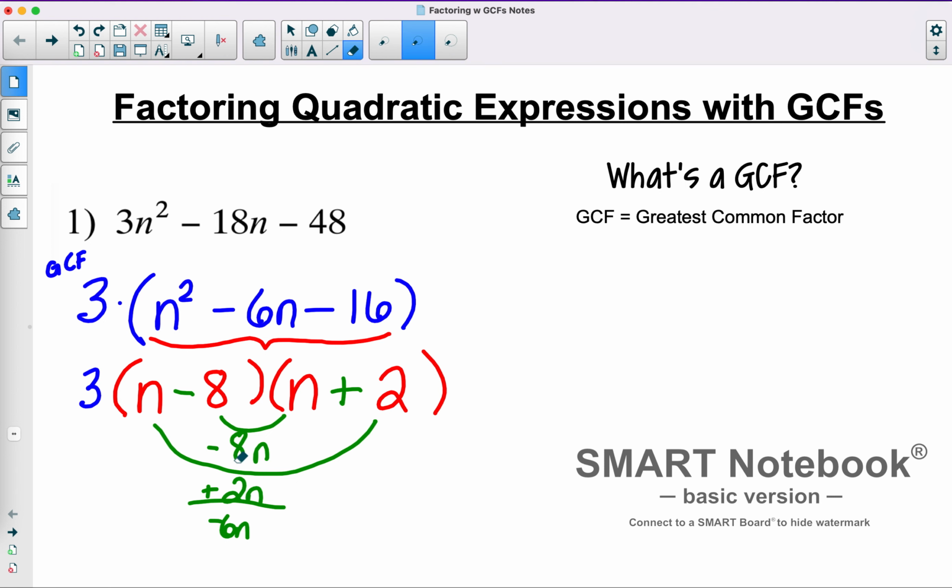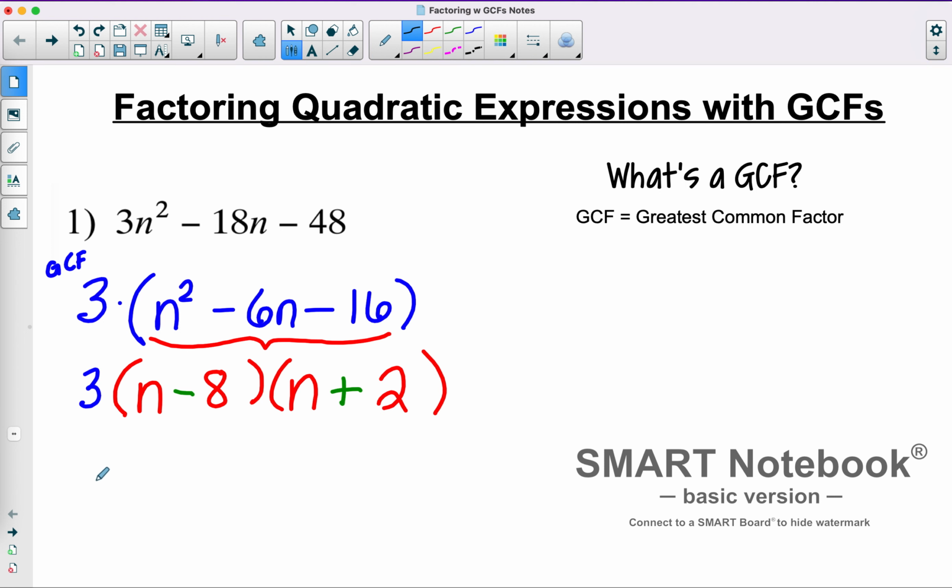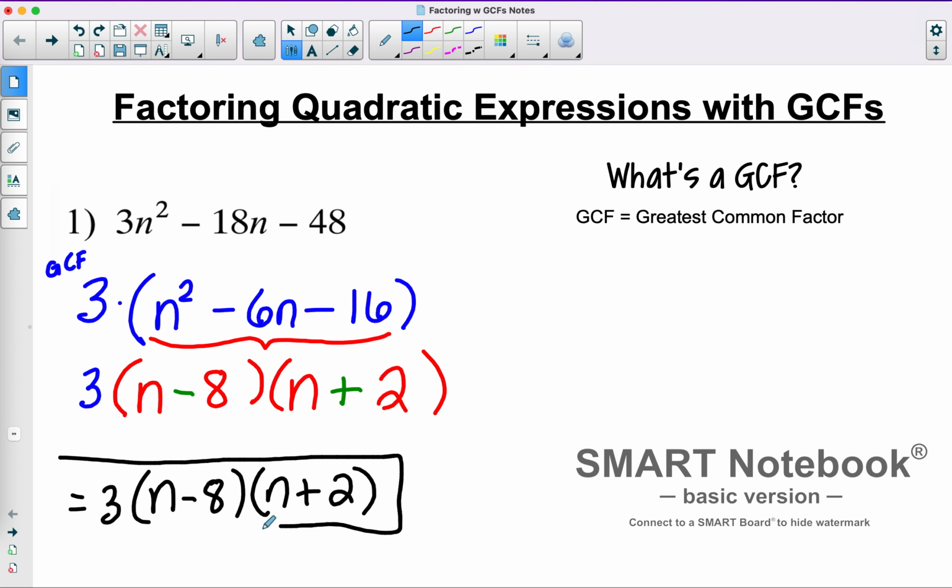So this did factor. I can erase this checking that we did. But this would have factored into 3 times n minus 8 times n plus 2. That 3 is important. So if we're looking to factor it completely, 3 times n minus 8 times n plus 2 is completely factored. Without the 3, it would never have multiplied all the way back to the original 3n squared minus 18n minus 48. So our final answer just is all 3 factors. One just happens to be a constant term, which is that GCF.